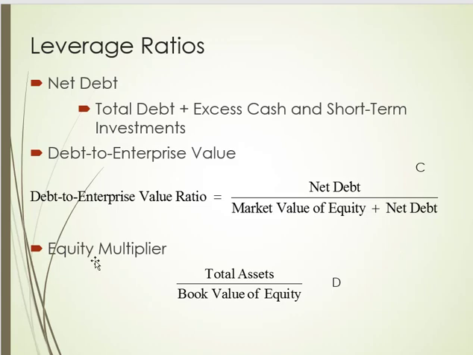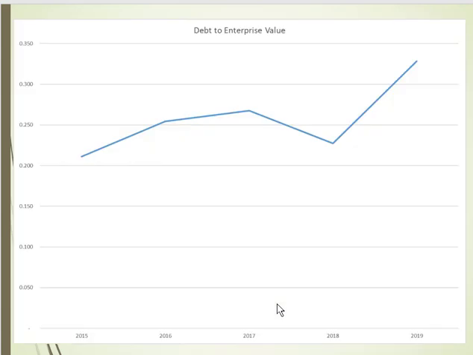The equity multiplier is just another way of looking at the debt ratio, essentially. It takes total assets and divides it by the book value of equity. So it gives us kind of a reciprocal, if you will, of the debt ratio. But again, we're going to actually use this in a later analysis. That's why I bring the equity multiplier into our discussion here.